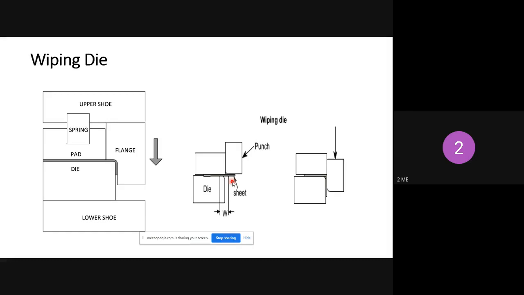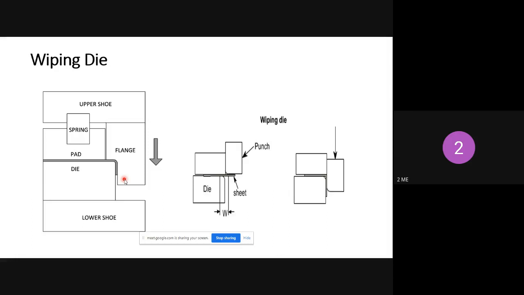How does the wiping die work? Initially the sheet metal is placed above the die, and the pressure pad is used to hold the sheet metal properly. This upper shoe will be moving along with the punch in the downward direction with the help of spring balance forces. The spring acts with opposing forces to the punch. Based on this downward force, the sheet metal will bend to a certain angle, which is nothing but a 90-degree angle. So this is called the wiping die or edge die.